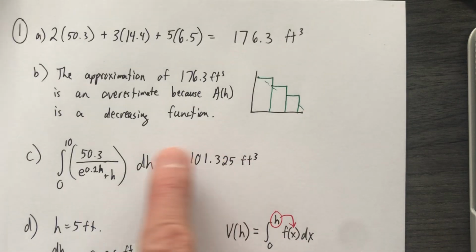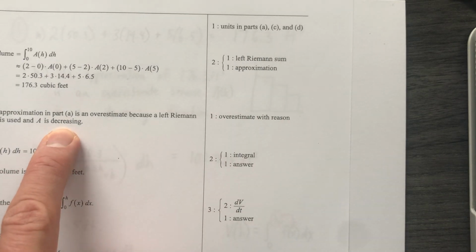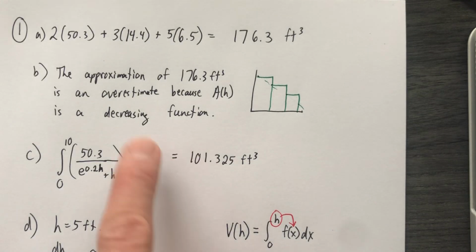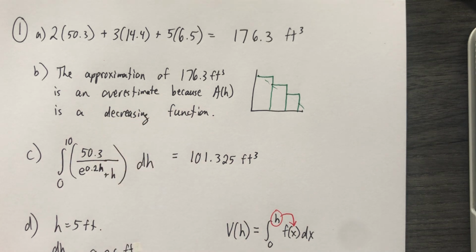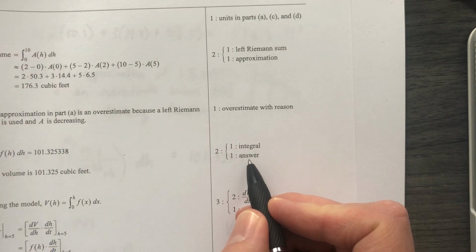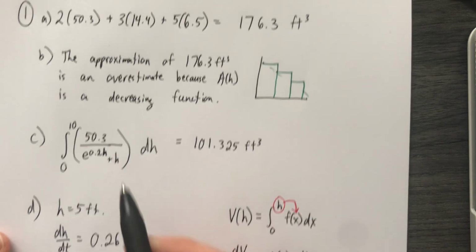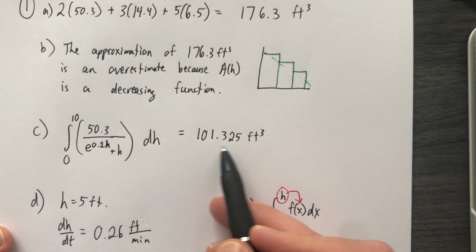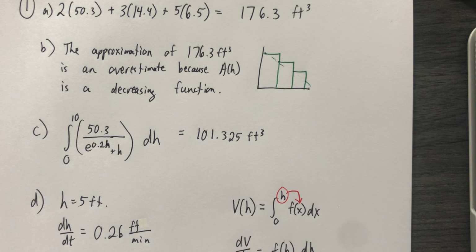So did I say overestimate? I did. Did I give the reason? And here, because the function is decreasing. Yep, there we go. Got it. Here goes part C. The integral and the answer, each worth a point. So here's our integral, here's our answer, and that is the correct numerical answer. So we earn 2 points there.